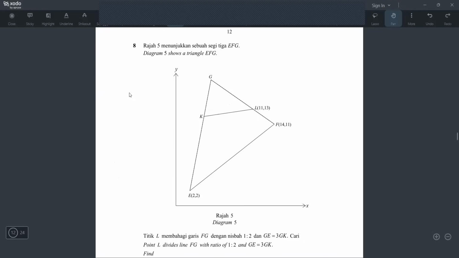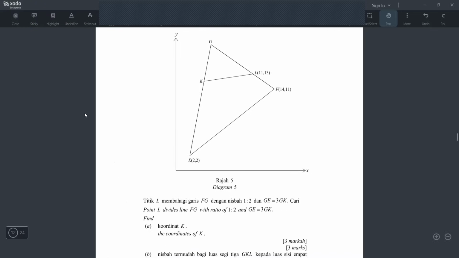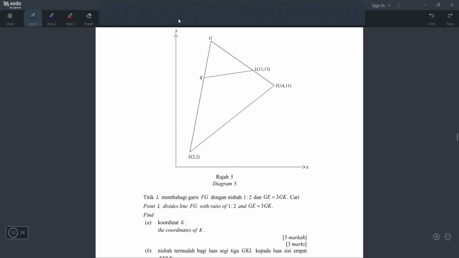Okay, let's continue with number 8. Diagram 5 shows a triangle EFG. I think this is coordinate geometry. So EFG, huh? Okay, E coordinate is given already, F is also given, but G isn't given. Let's keep reading and see what it says.